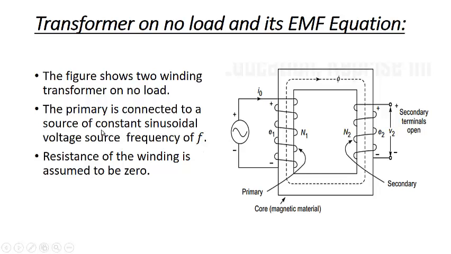When this is the case, the primary is usually connected to a sinusoidal voltage source of frequency f at the primary side, and we're assuming that the resistance of the winding is zero and there will be no leakage flux. These are the assumptions for the time being. So the primary has a number of turns N1, the secondary has a number of turns N2, and this is the core material. Since the transformer is on no load, we assume that the secondary of the transformer is open circuited.